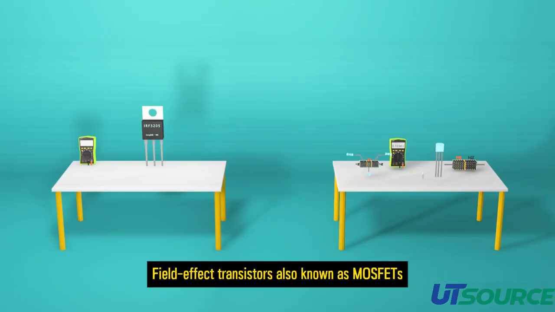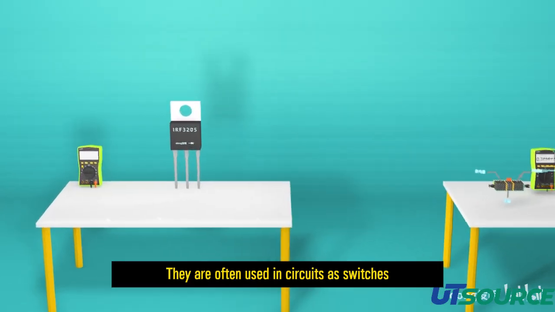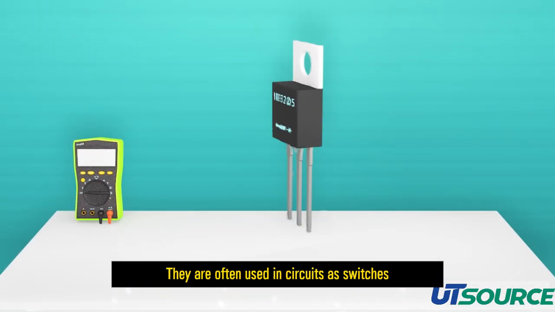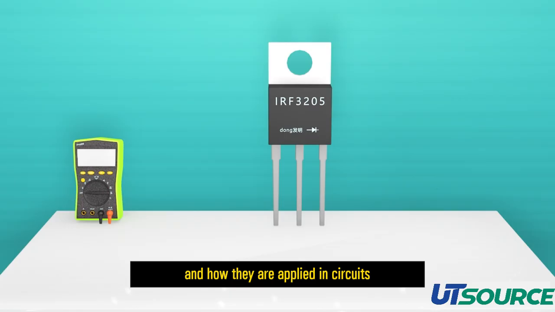Field effect transistors, also known as MOSFETs, are one of the most common electronic components in our circuits. They are often used in circuits as switches. Today, let's explore how MOSFETs achieve switching functions and how they are applied in circuits.